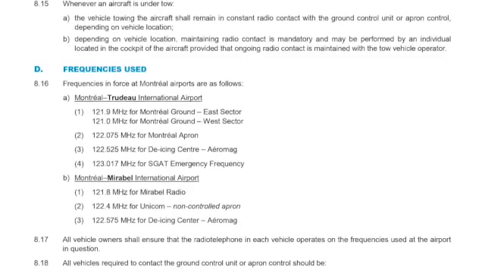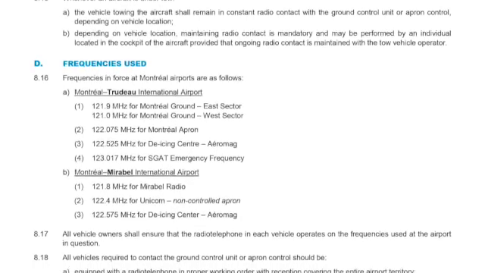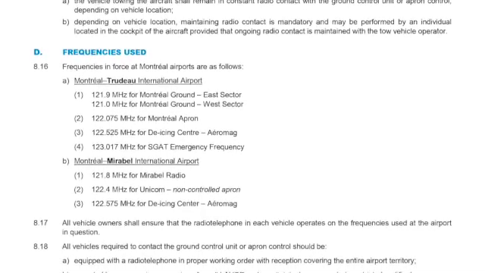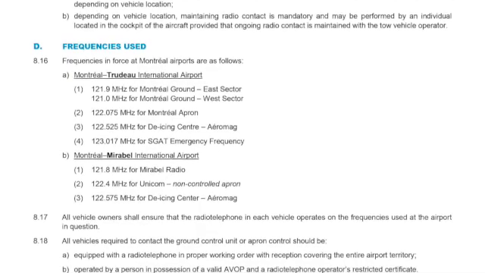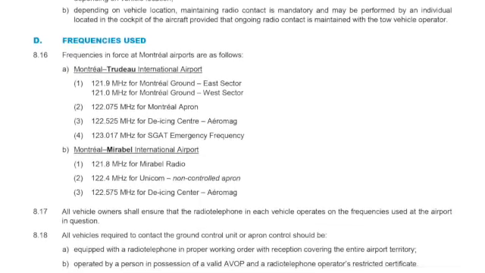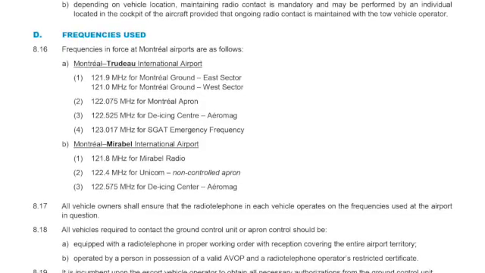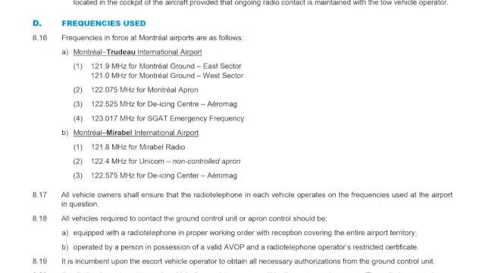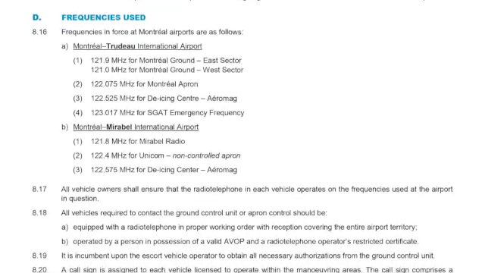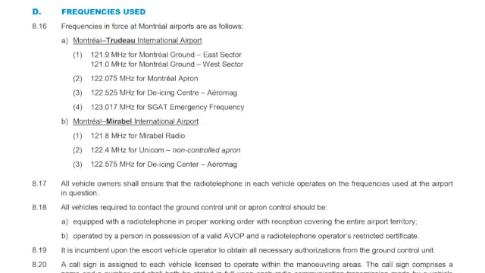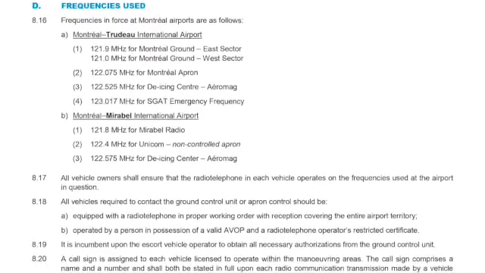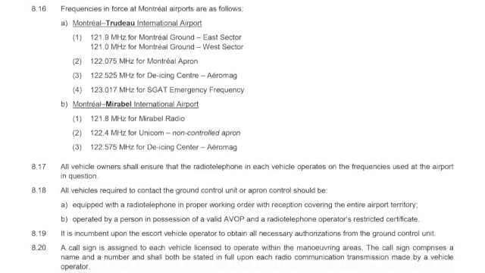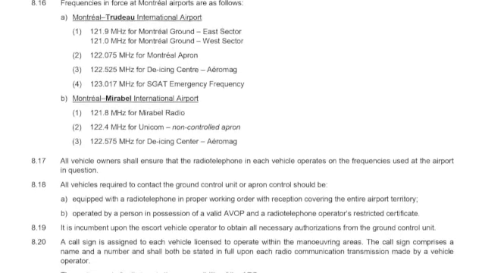0.75 MHz for Montreal Apron, 122.525 MHz for De-icing Center, Aeromag, 123.17 MHz for SGAT Emergency Frequency B, Montreal, Mirabel International Airport, 121.8 MHz for Mirabel Radio, 122.4 MHz for Unicom, Non-Controlled Apron, 122.575 MHz for De-icing Center, Aeromag.